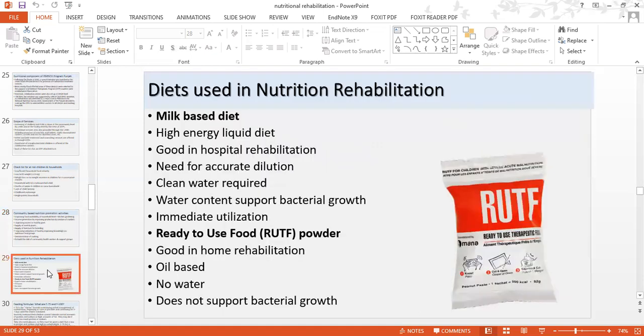The diets used basically for rehabilitation are 2 types. These are milk-based diets. These are highly energy liquid diets used in hospital rehabilitation, and they need accurate dilution and clean water, and water content supports bacterial growth. This must be taken into consideration, and they need to be utilized immediately. And the other is ready-to-use food powder, which is good for home rehabilitation, oil-based, and it doesn't have any water and doesn't support the bacterial growth.